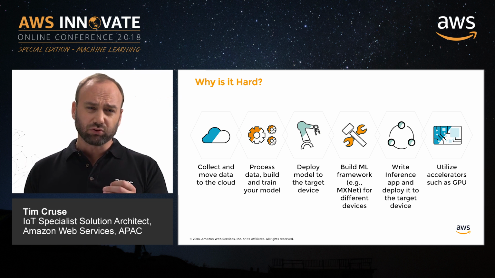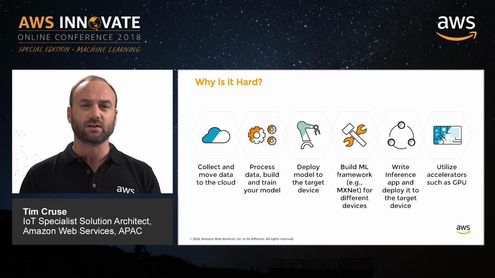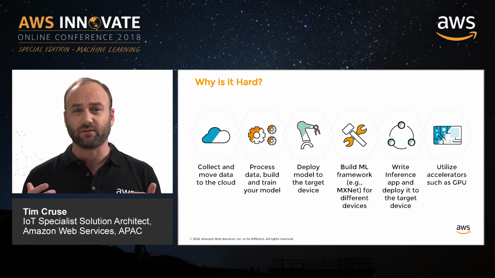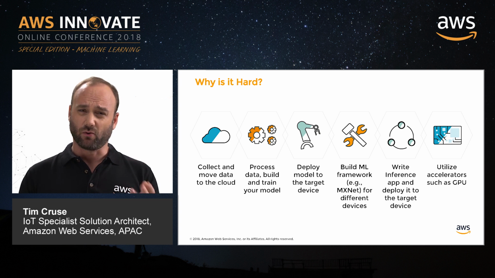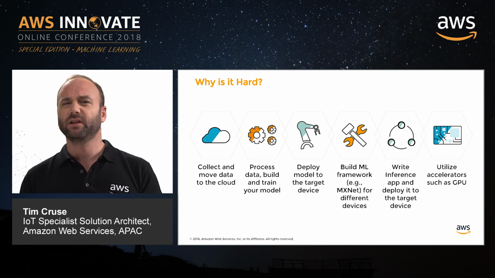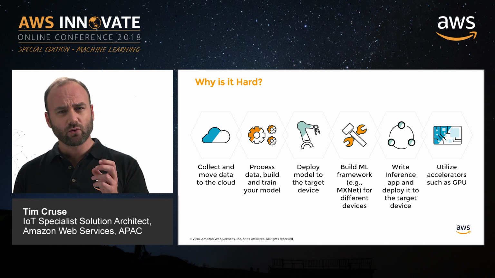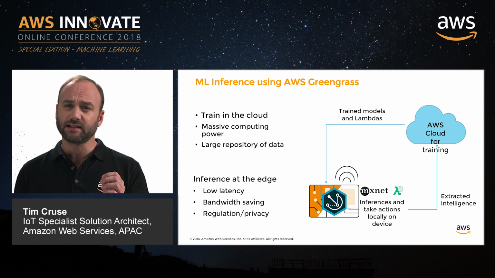Then, once you've deployed, you also need to package and provide the specific framework to run your models, like MXNet, TensorFlow, Caffe, etc. You need to write your wrap that will leverage your framework and models, but also manage its deployment. Finally, you may need to access hardware capabilities of your device to improve the performance of your inference. This is why Greengrass machine learning inference helps facilitate most of these steps.